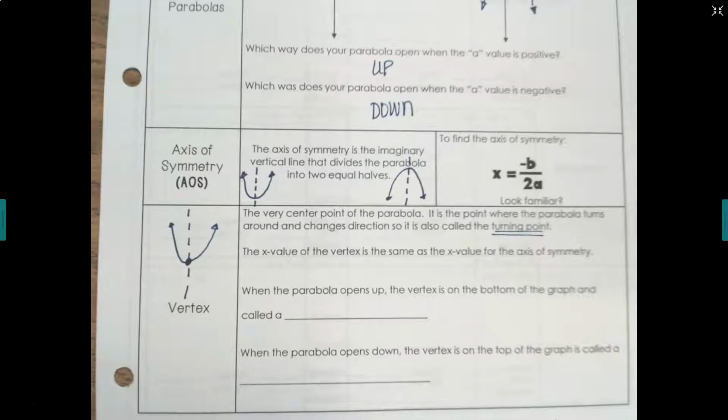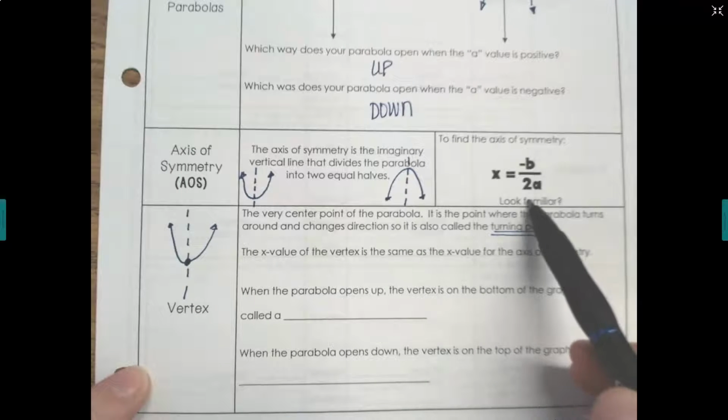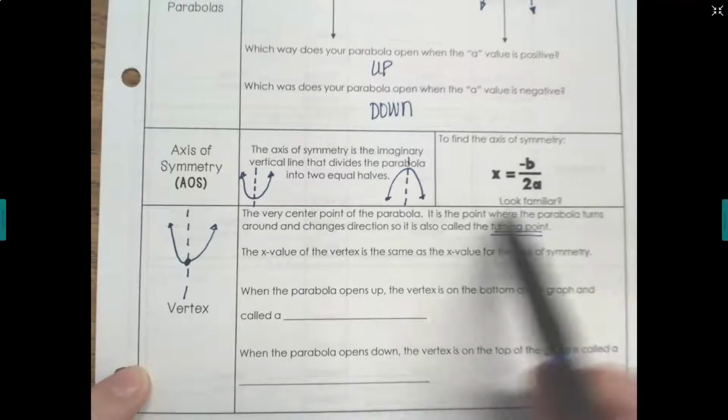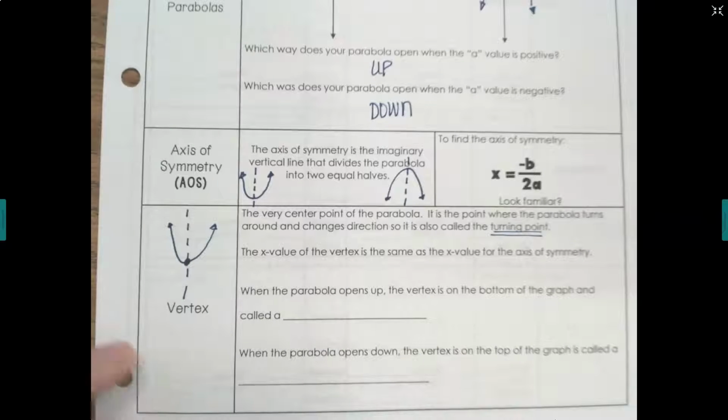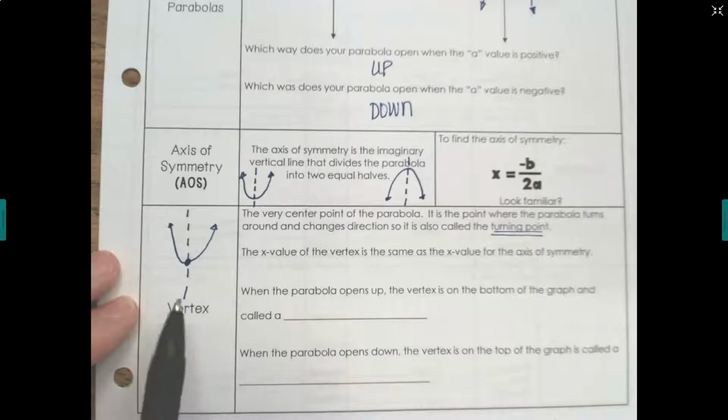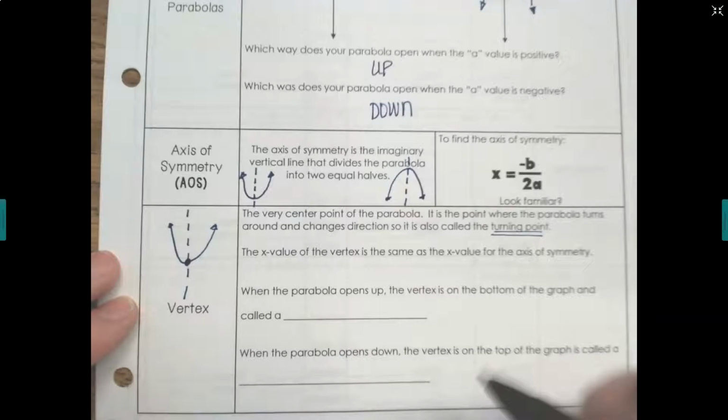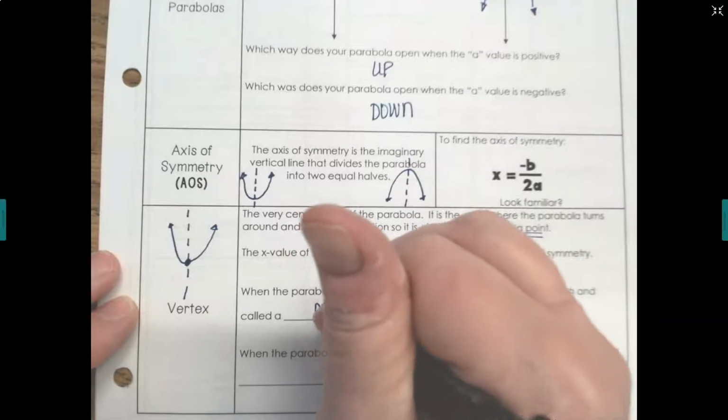So the x value of the vertex is the same as the x value for the axis of symmetry. So once you use this negative b over 2a to find the axis of symmetry, you already know the x value of the vertex. And we're going to use our calculators or Desmos to find the y values, or you can plug in the number and calculate it out by hand. So when your parabola opens up, your vertex is the very lowest point. It's on the bottom of the graph, so we call that a minimum.